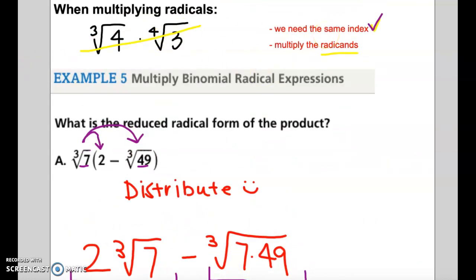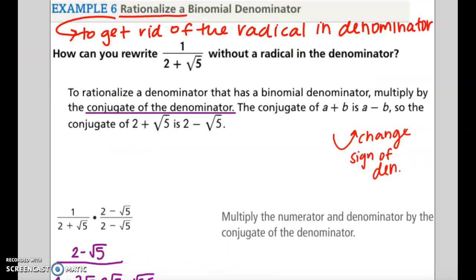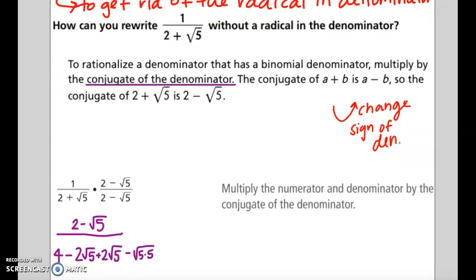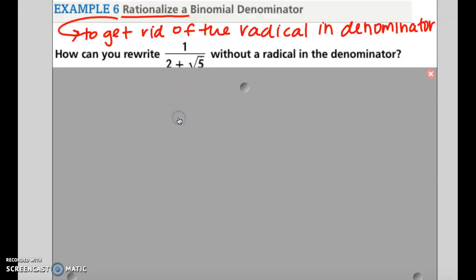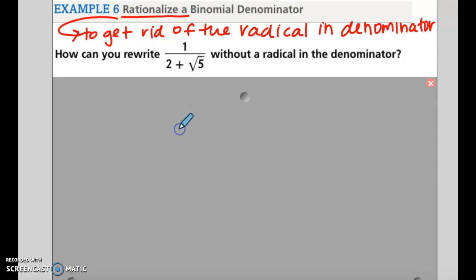Okay, the last example for 5.2 looks like this. Last example is we need to rationalize our denominator. So this came up before. What does rationalize a denominator mean? It means that I am not allowed to have a radical in my denominator. It's bad math, okay? I cannot have a radical in my denominator, because it will give me an irrational number.